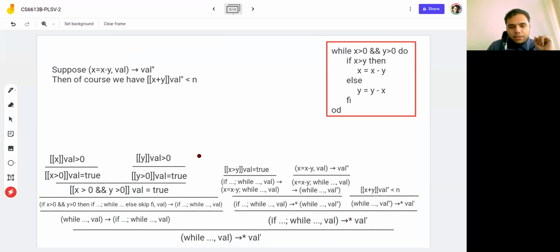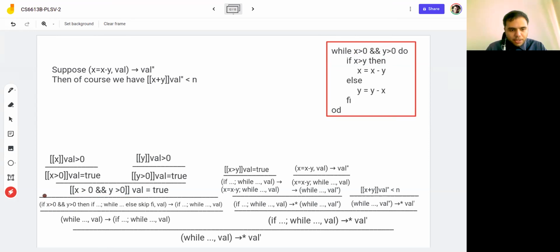Okay, but now let's go through the proof for each side. Let's first do the left-hand side. So on the left-hand side, what I say is that, okay, the value of x is greater than 0, so x greater than 0 has a value of true, the same for y. So I know that this expression evaluates to true. And this expression is the while guard, right? And because this expression evaluates to true, then I have this.